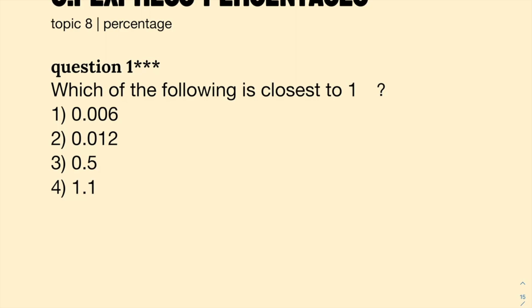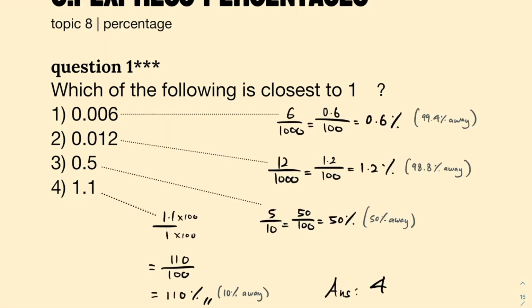Okay, level 3. Which of the following is closest to 1 whole? Which, by the way, is 100%. So with these 4 decimals, let's convert them to percentages so we can have a clearer picture. With 0.006, there are 3 decimal places here, which means I can write that as 6 over 1,000, which brings me to 0.6%. Now that's really far away from 100%. That is 99.4% away.